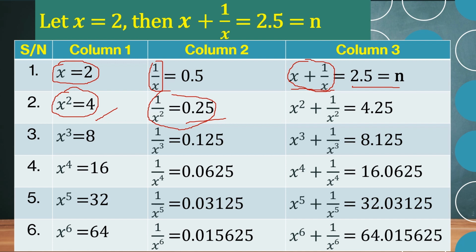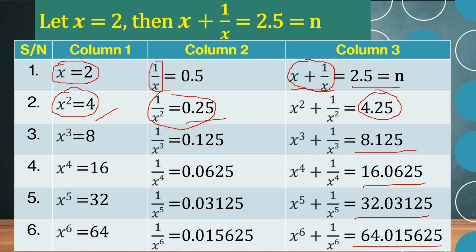all the way to x raised to the power 6 on this particular table. And then we get all the values we have on the right-hand side. So that's how we are getting these values on the right-hand side. So what we did was we said let x be equal to 2. And then the objective is to actually solve for column 3.